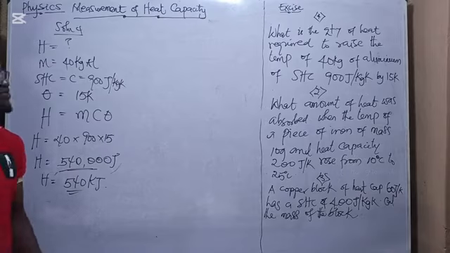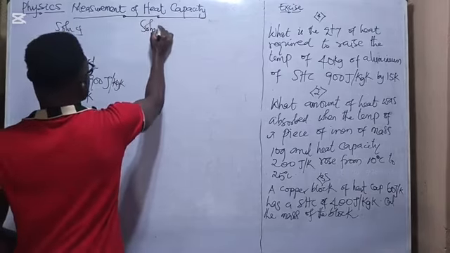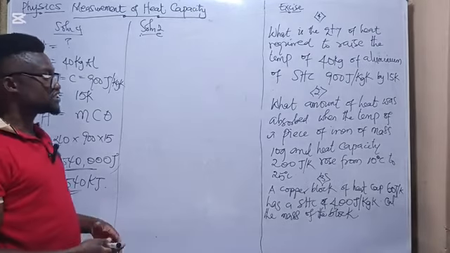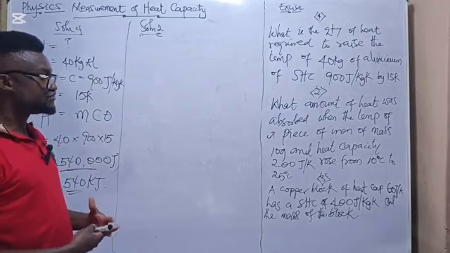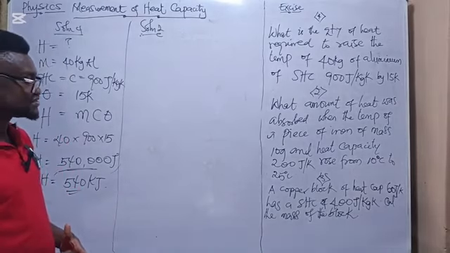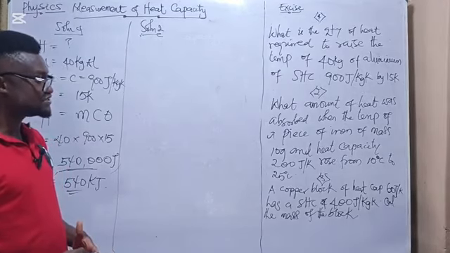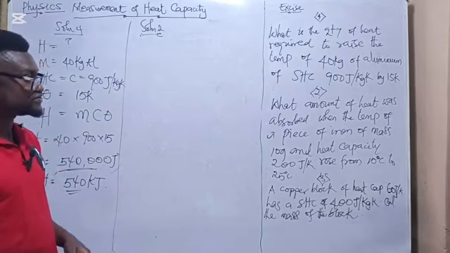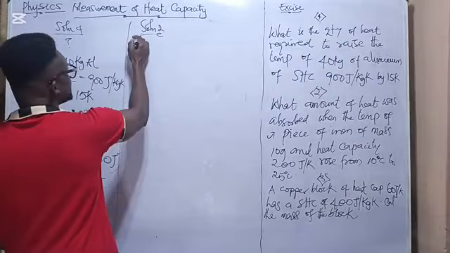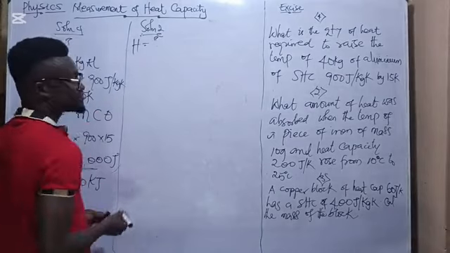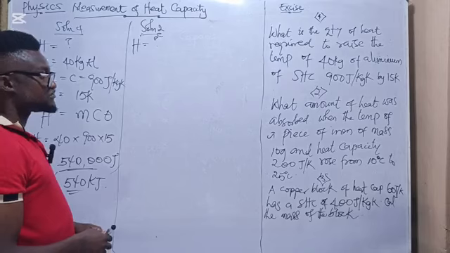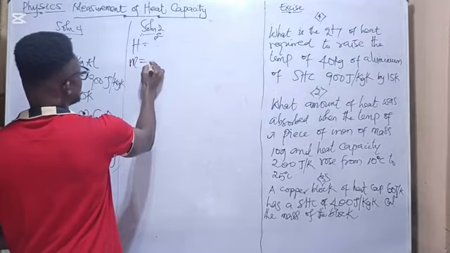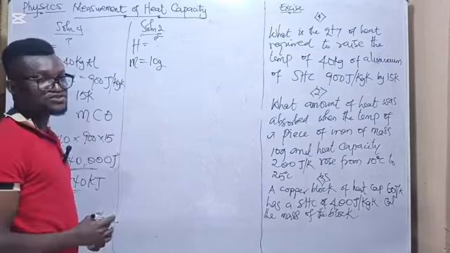So we have 540 kilojoule. Then solution to number two. The question reads, what amount of heat was absorbed when the temperature of a piece of iron of mass 10 gram and the heat capacity 200 joule per Kelvin rose from 10 degrees Celsius to 25 degrees Celsius? What amount of heat was absorbed? So we are now asked to find heat when the temperature of a piece of iron of mass 10 gram.